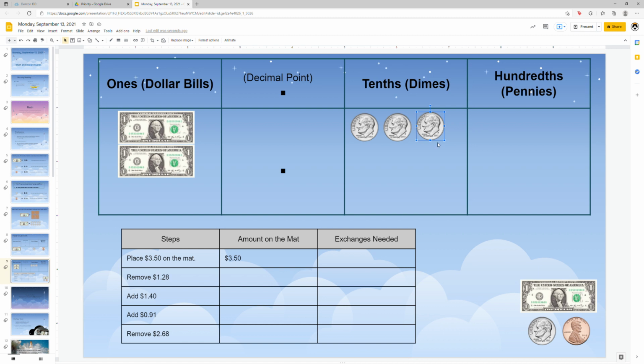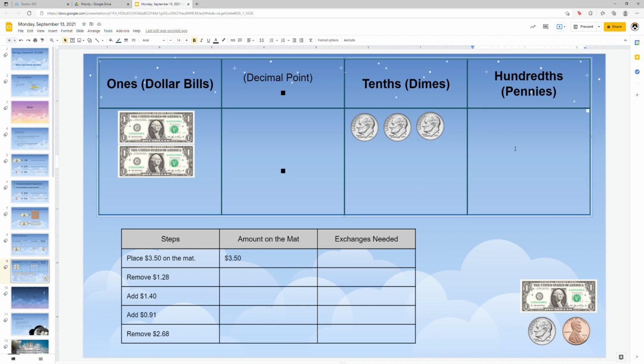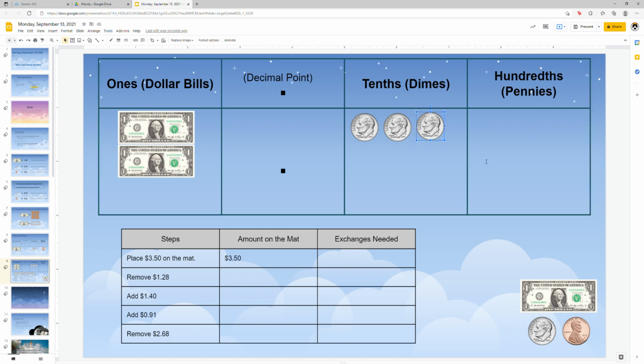I can't take away another dime completely because that would take away another 10 cents. That would take away 30 cents total. We only needed to take away 2 from the tenths place. So I've done that. What about my pennies? Those are smaller. I could take away those 8 cents or 8 hundredths, but I don't have any pennies. Well, we already know that 1 dime is worth 10 pennies, right? So I'm going to remove this dime off the mat, and we're going to add pennies up here.